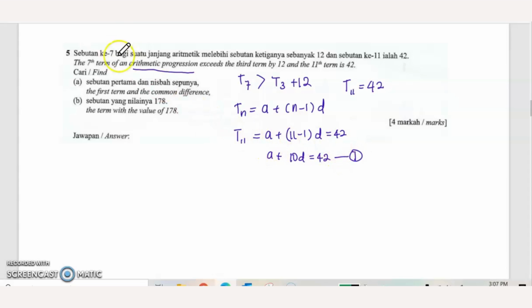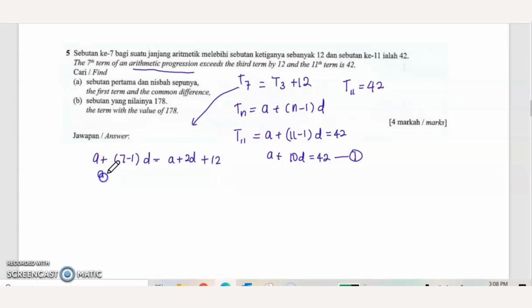Okay, sorry, this one sepatutnya tak ada equality tau. So yang kena equal sebab dia cerita term ke-7 melebihi 12 daripada term ke-3. Okay, sorry. So we go to this part, masukkan pula equation dekat dalam T7 lah. Jadi a plus 7 minus 1 d equal to a plus 3 kan, 3 tolak 1, 2d lah. Okay, and then plus 12.